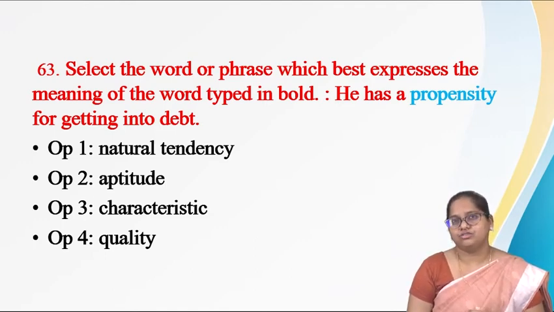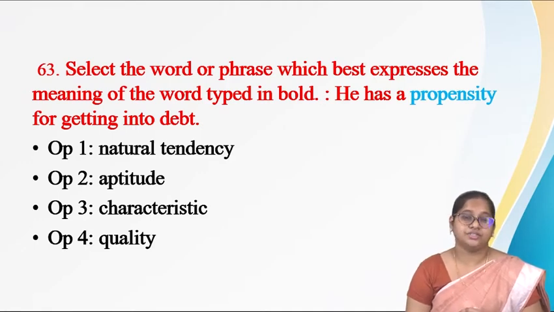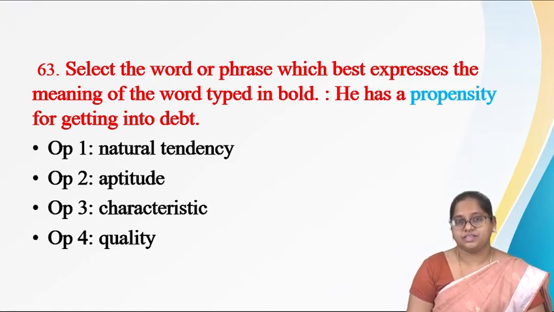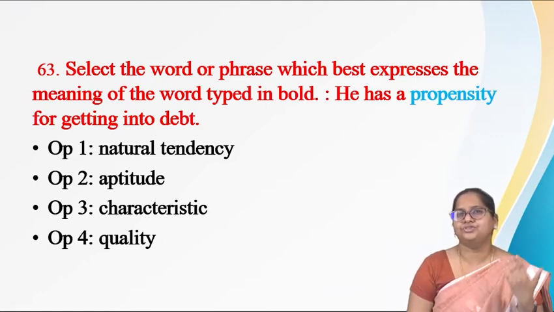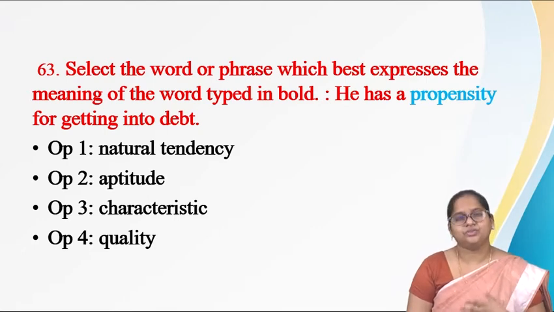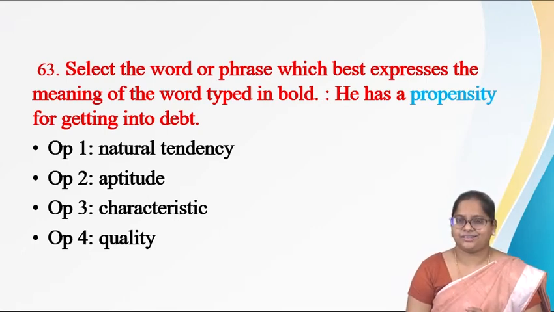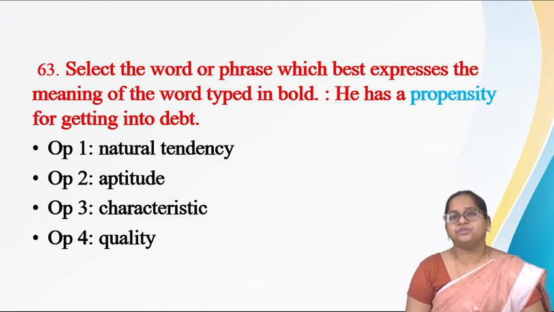So now let us look at all the 4 options given. Natural tendency to do something. When you have this kind of natural tendency, that means you are prone to do in that particular way. So you're very much used to do it like that, right? So when you have this kind of mindset, you automatically proceed with all that. So he has a propensity for getting into debt. Option 1, natural tendency. 2, aptitude.